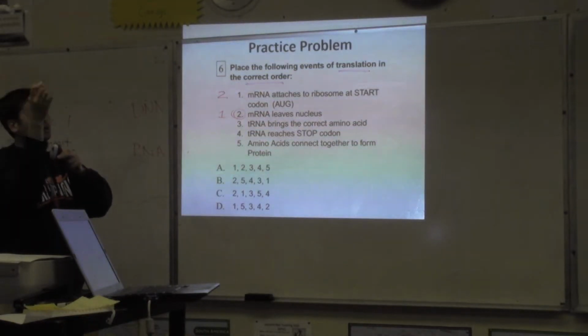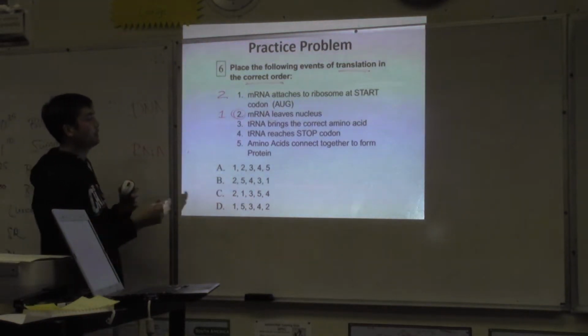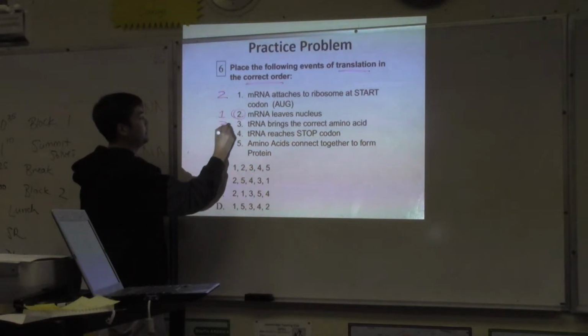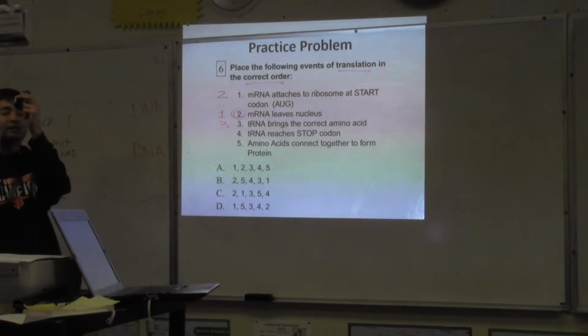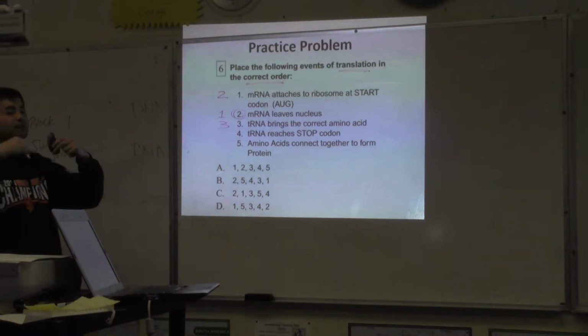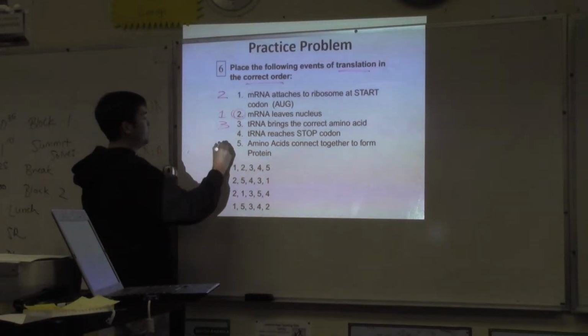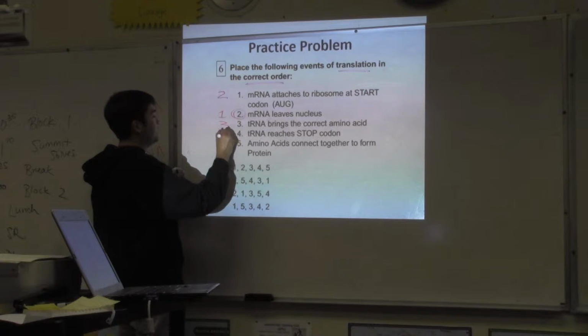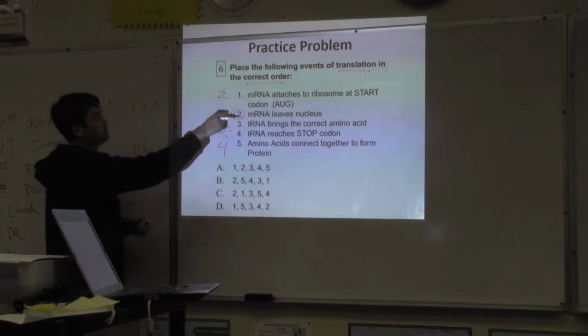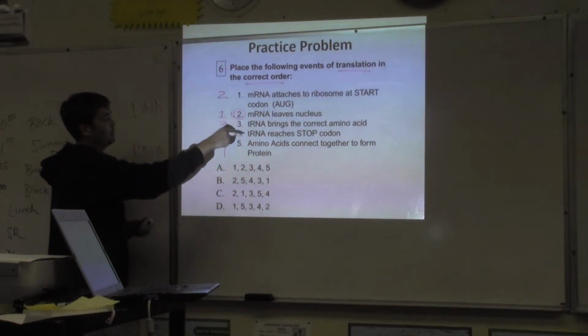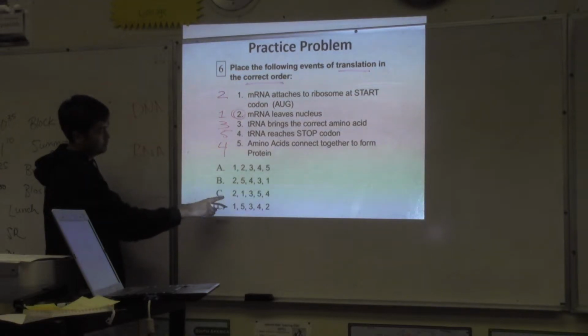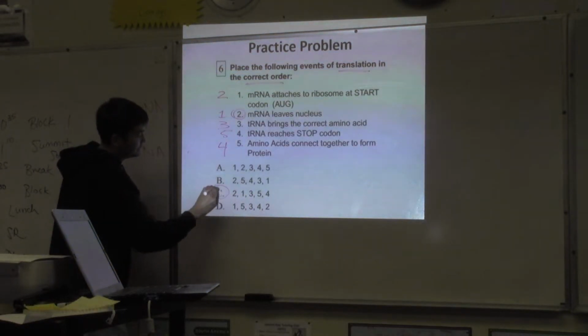Now those little butterfly tRNAs are coming in, they're bringing in the correct amino acids. So now it's number 3. As it brings in those correct amino acids, chains are being formed, bonds are being formed, those peptide bonds, number 4, and then number 5. So we're talking about 2, 1, 3, 5, 4. The answer is C.